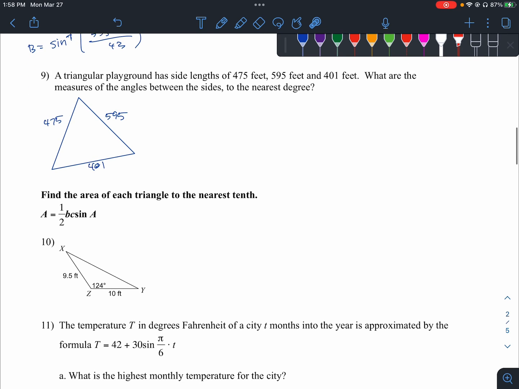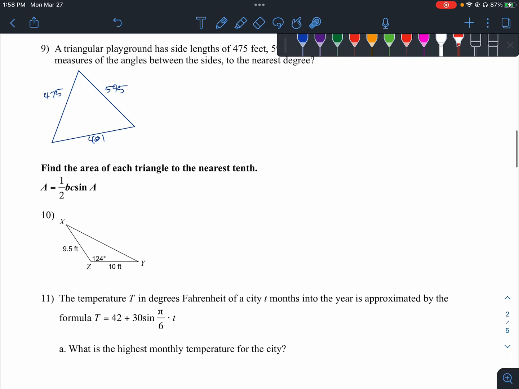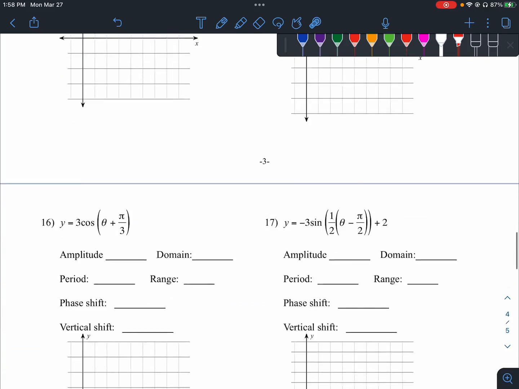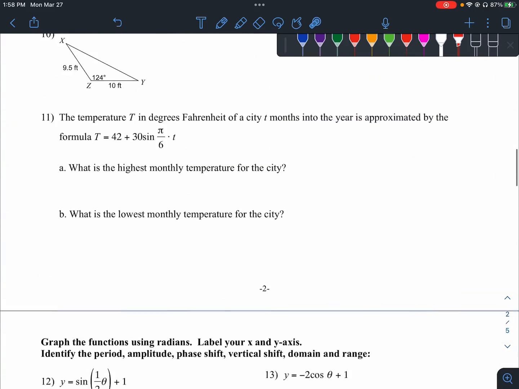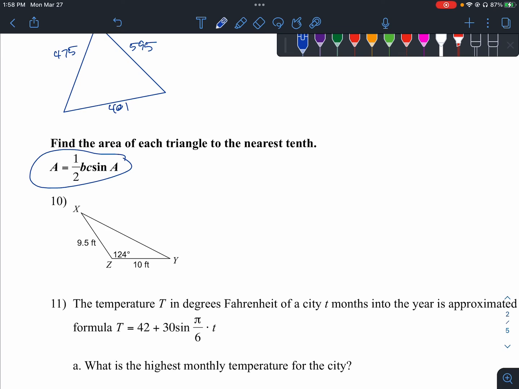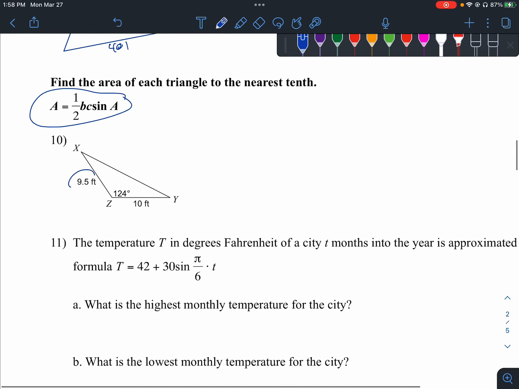Okay, and I guess I'll finish with this one, and then I'm going to do a separate video that covers the graphing. So we'll finish with this example here. Find the area of each triangle to the nearest tenth. So here you're given the equation. This is the area of a triangle where you're given a side angle side case. So for side angle side, you can use this equation right here to find the area.